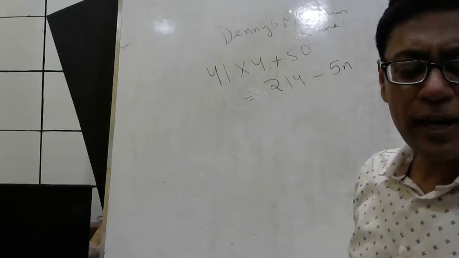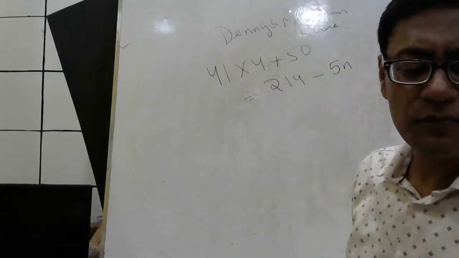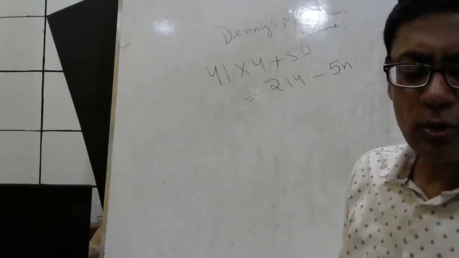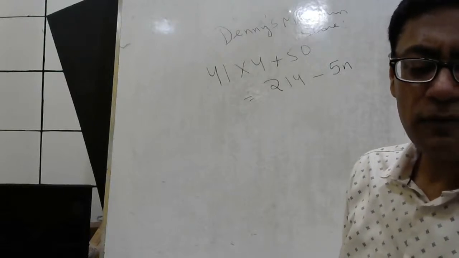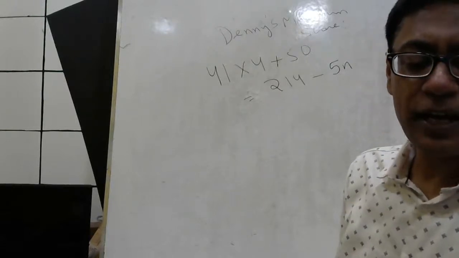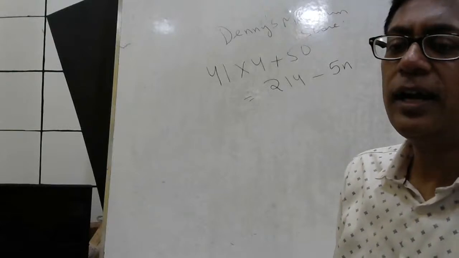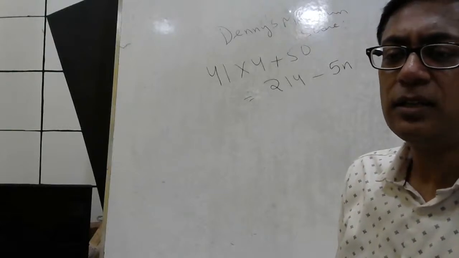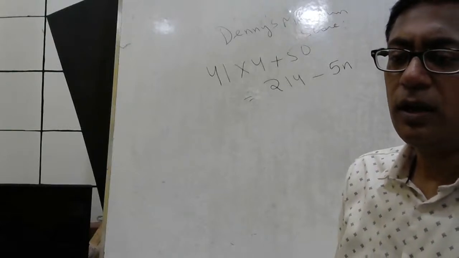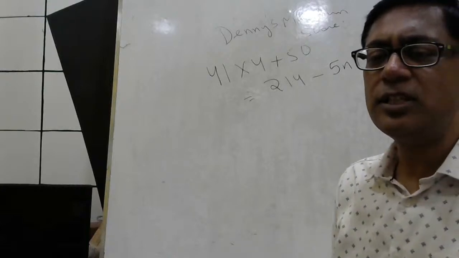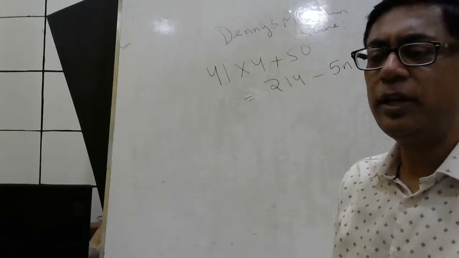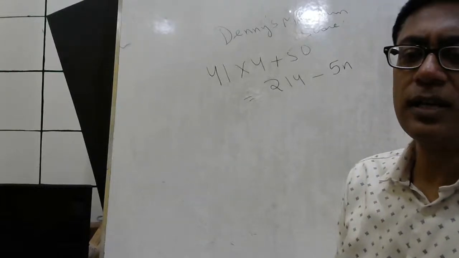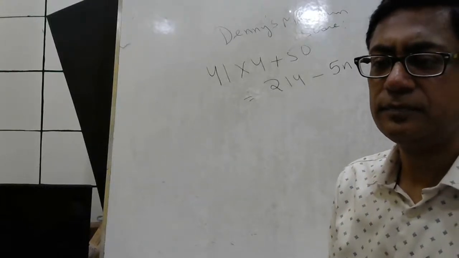Now, if you look at the options, I think that makes it very clear. There is only one option which will give you 214 minus 5n, which is 124. And therefore, as many of you got it correct, the answer is 124. If you've not understood this, I will change my method and maybe I'll come up with a second method and explain it to you. So you need to comment whether you've been able to understand this or not.